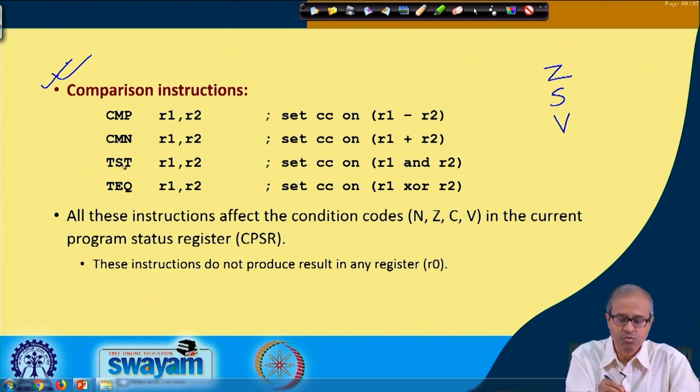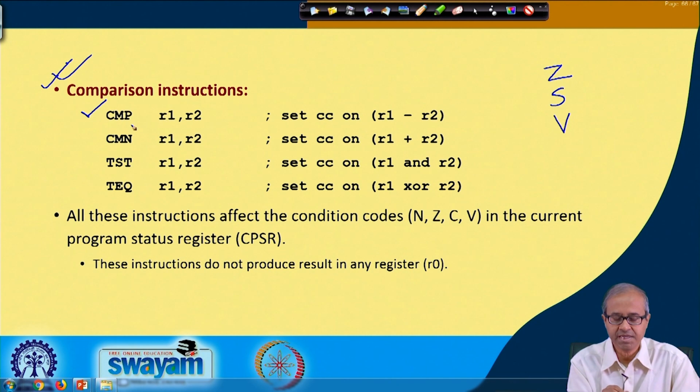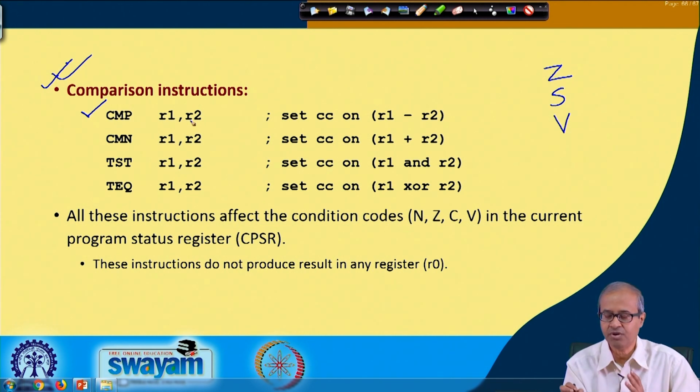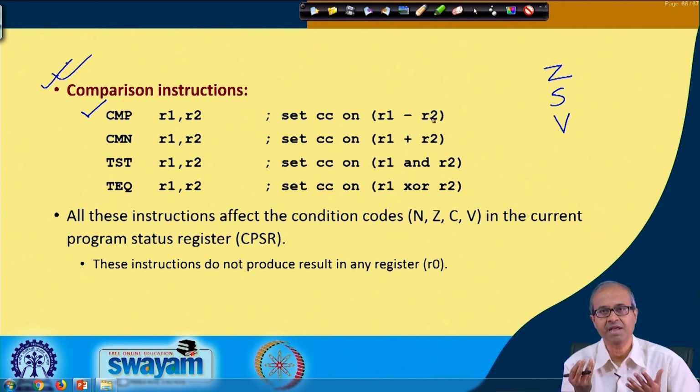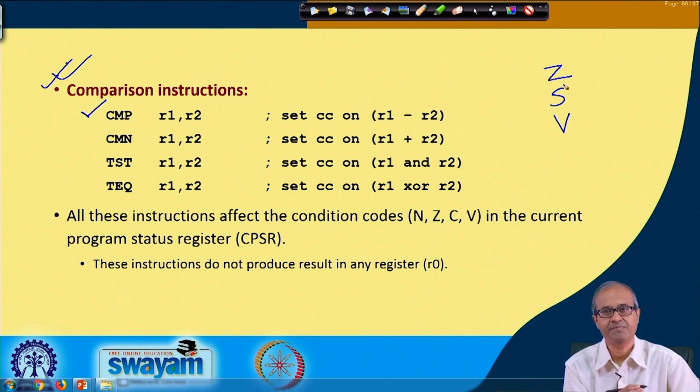So, there are a host of compare instructions available, like simple comparison. You compare R1 and R2, and that means internally you are actually doing R1 minus R2, you are subtracting and checking whether the result is 0, negative or positive. So, accordingly the flags will be set.